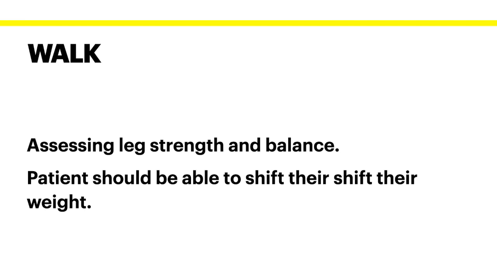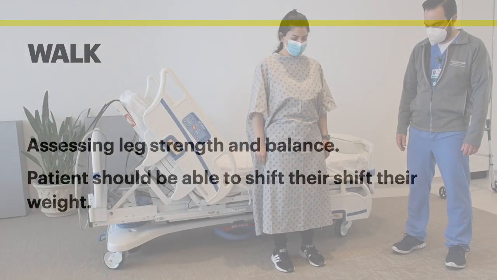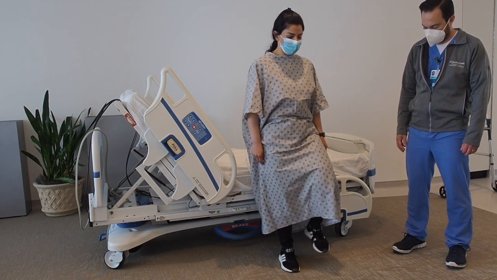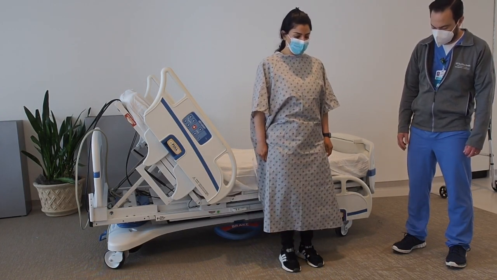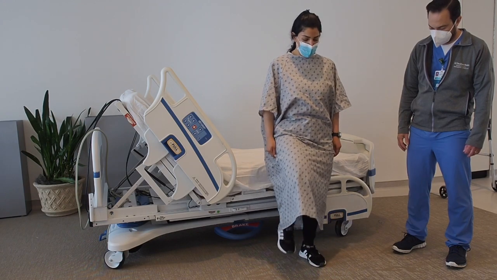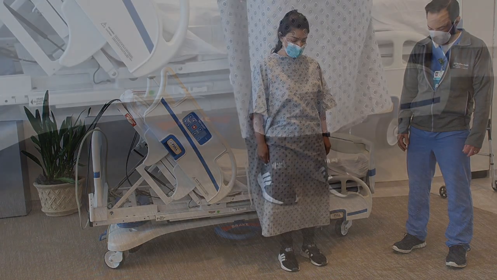The fourth and final assessment of the BMAT is walk. This assesses the patient's ability to shift their weight and is a further assessment of their leg strength. To complete this assessment, have the patient march or step in place, taking small steps, 3 times on each foot.